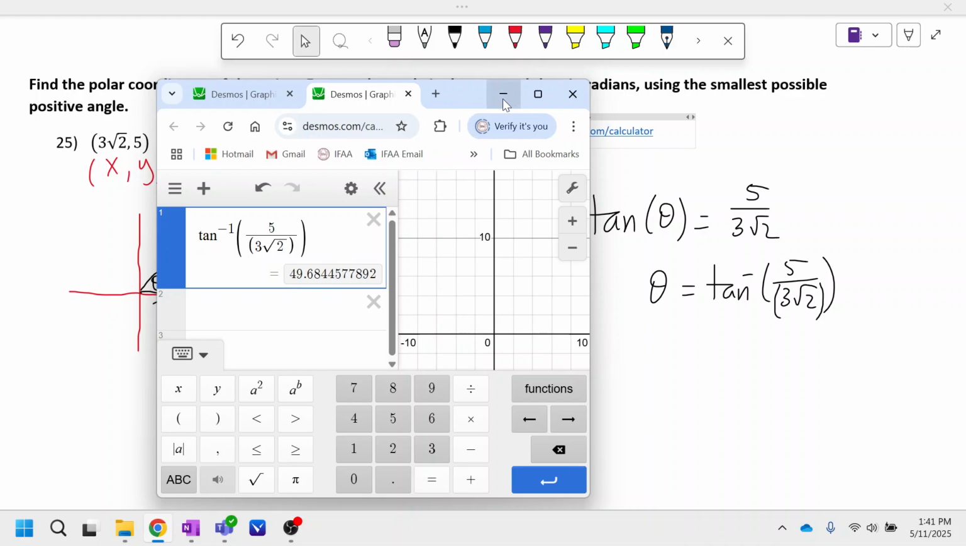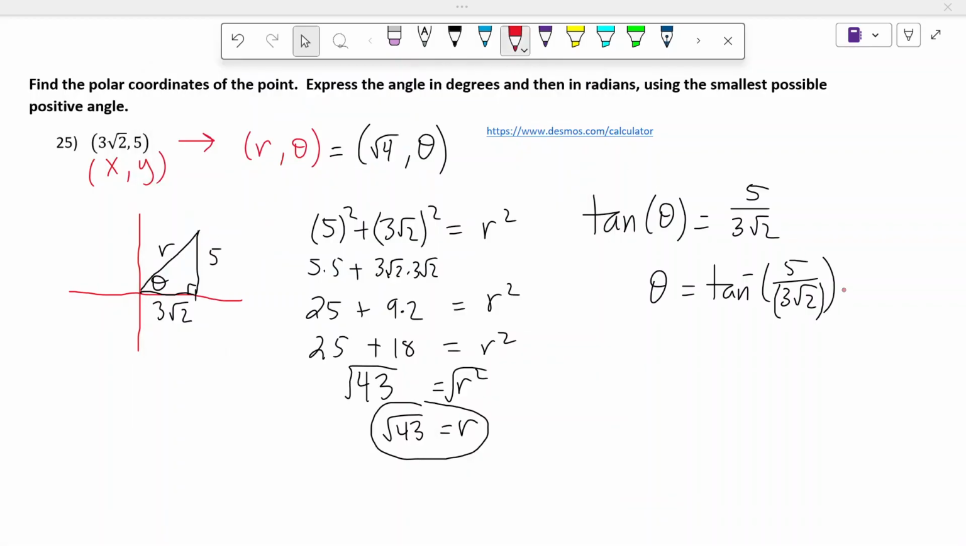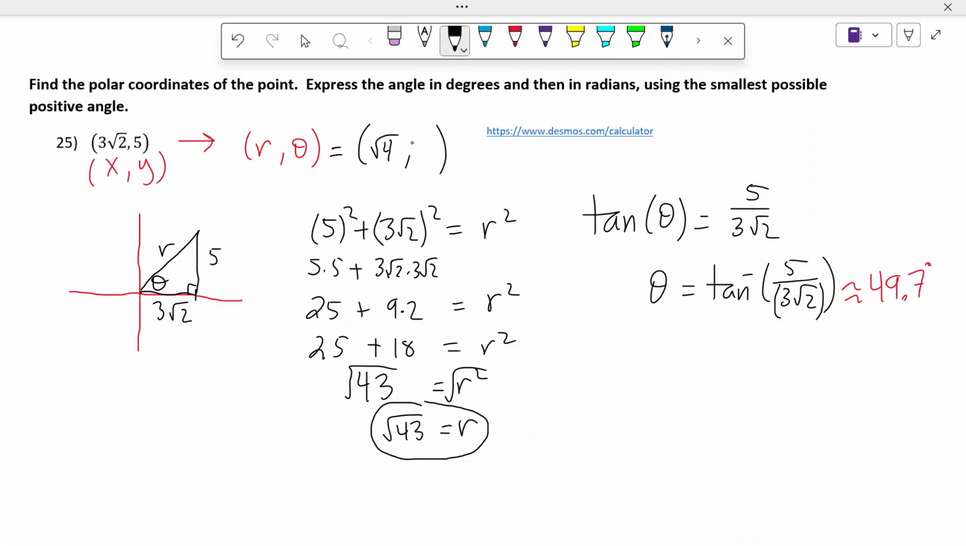This is not a very good problem. I just made it up. So the answer is 49.7 degrees. Okay, so this is approximately 49.7 degrees. And so that would actually be my answer in degrees. So here's the answer in degrees. Now we just need to write the answer in radians.